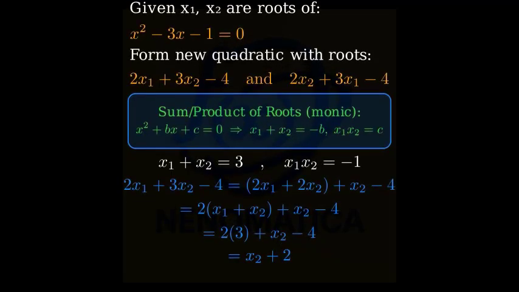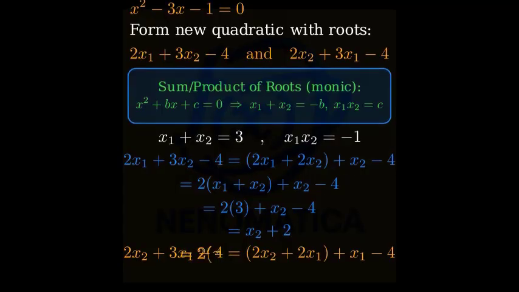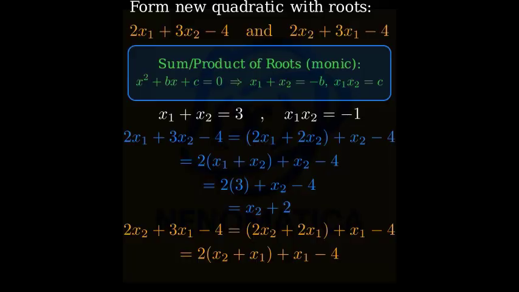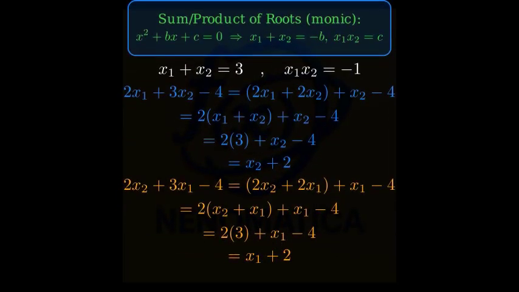Repeat for the second proposed root. 2x₂ + 3x₁ − 4 = (2x₂ + 2x₁) + x₁ − 4. That equals 2(x₂ + x₁) + x₁ − 4. Substitute the sum 3 again. We obtain x₁ + 2. Therefore, the two new roots are just each old root shifted up by 2.